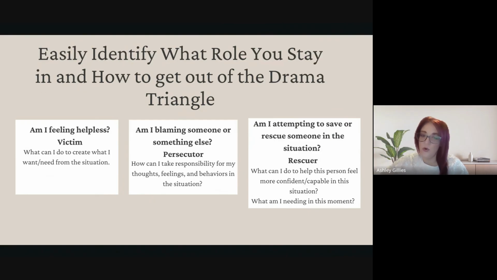Okay. How can I take responsibility for my thoughts, feelings, and behaviors in the situation? I kind of already told you what I did to take responsibility. I completely fixed my negative core belief system. I completely changed my thought process. I tapped into my emotions and truly processed what had happened, and on and on and on. So still today, I'm able to take responsibility and accountability for my thoughts, feelings, and behaviors.